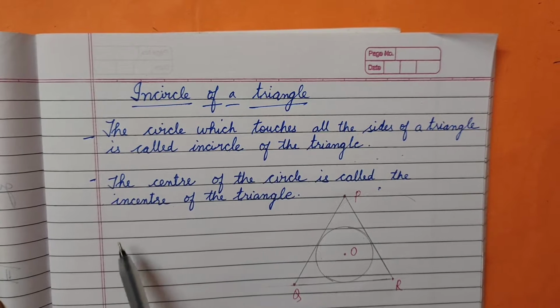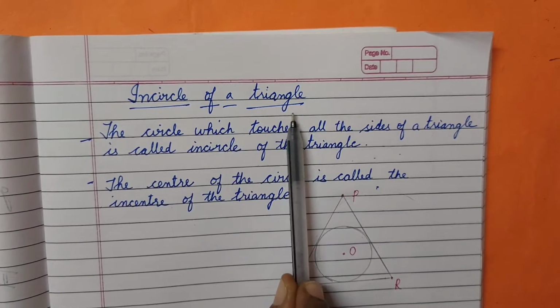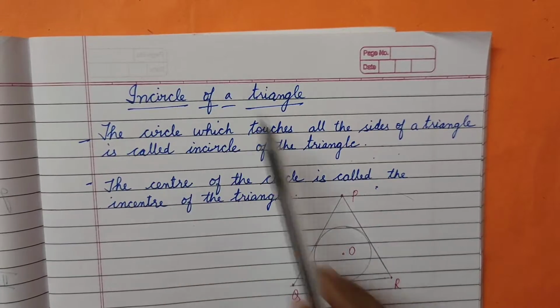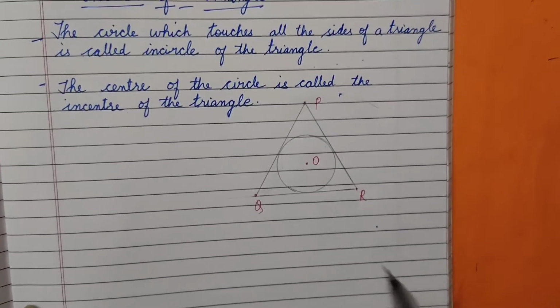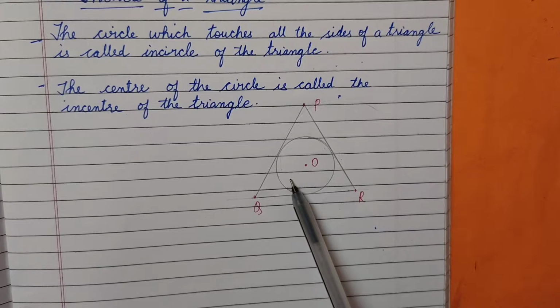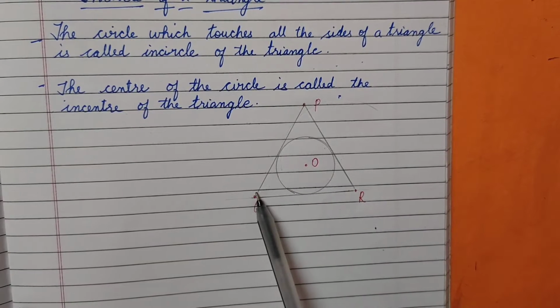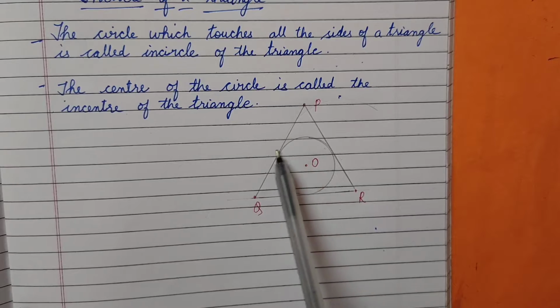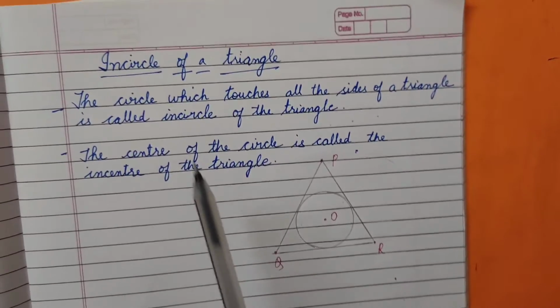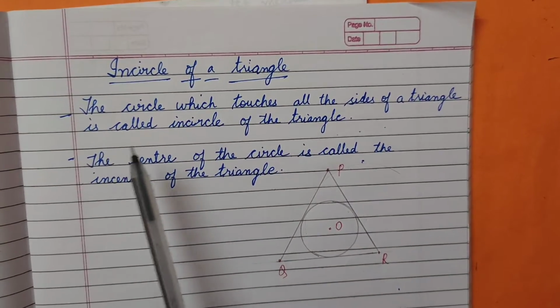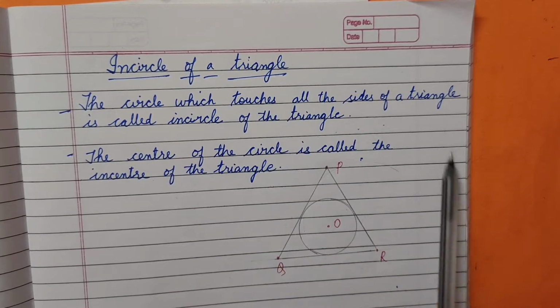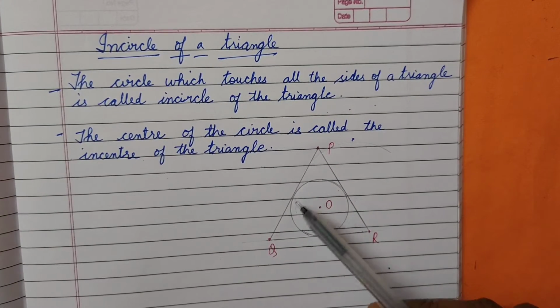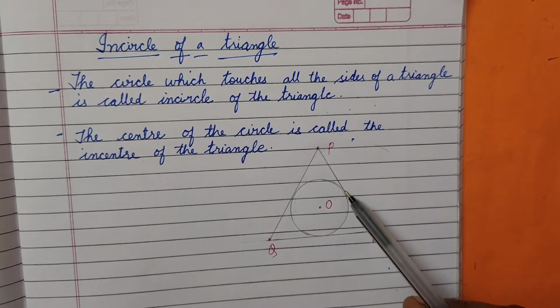Hello students. So our next topic is the incircle of a triangle. The incircle of a triangle means the circle is inside and the triangle is outside. Inside the triangle there is a circle, and that's how the circle should be: the circle which touches all the sides of the triangle. See, you can see the circle which touches all the sides.